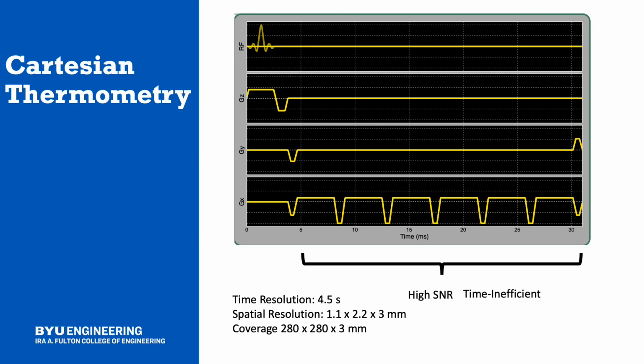There's a fundamental trade-off here. If we were to sample new information over this entire time period, we would sample much more efficiently in a temporal sense, but the susceptibility of the image to be artificially shifted or blurred increases. This forces our current clinical thermometry method to only sample a single slice of information with a resolution of 1.1 by 2.2 by 3 millimeters about every 4.5 seconds.